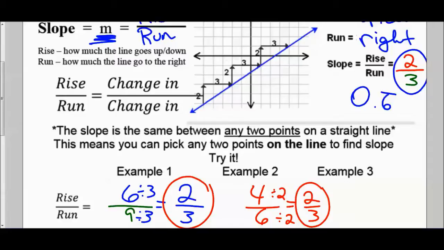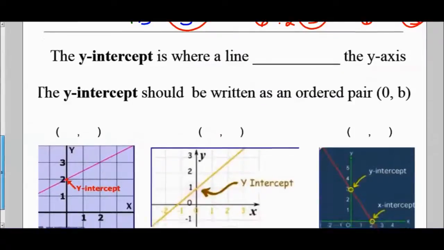Just going to do one more of those. Let's say we use this point and this point. We're going to go up 1, 2, 3, 4, and over 1, 2, 3, 4, 5, 6. So it's actually the exact same thing we just got. It's going to be 4 over 6, or 2/3. And what that's really saying is that for every 3 spaces it jumps over to the right, it's going to go up 2. So it tells us how quickly it's going up compared to how quickly it's going over to the right. That's what the slope is.